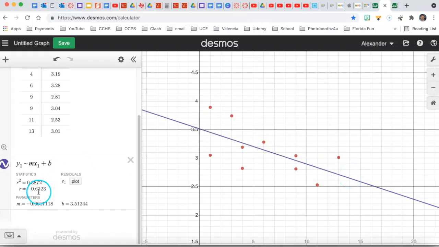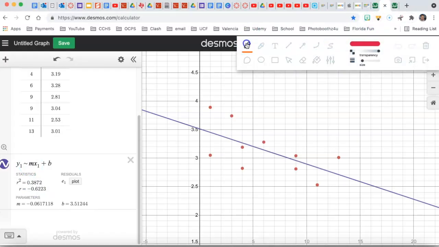If this gets closer to negative 1, it means there's a strong relationship between the variables. But in this case, not too strong because the values are a little bit scattered, a little bit far away from the line. So let's write our equation. My equation is y equals, where's my thing? Here we go.